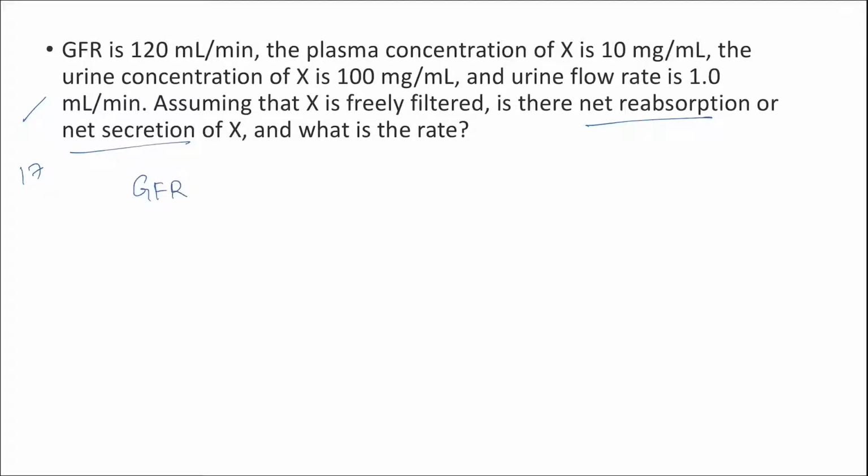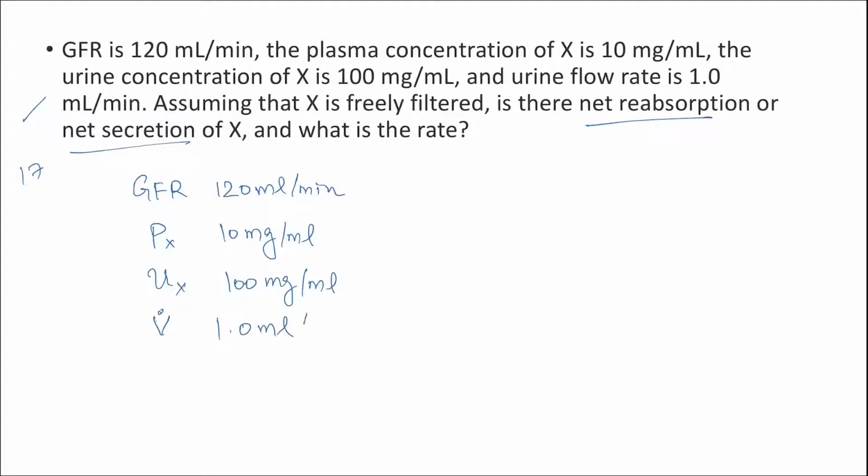They have given some data. Let's write it down. GFR is 120 ml per minute, and the plasma concentration of a substance X, we write it as Px, which is 10 milligram per ml, and the urine concentration we write as Ux, which is 100 milligram per ml, and finally the urine flow rate is also given, which we write as V dot, which is 1 ml per minute. Assuming that X is freely filtered, what happens? Is there a net reabsorption or net secretion? And they have also asked us to calculate the rate.